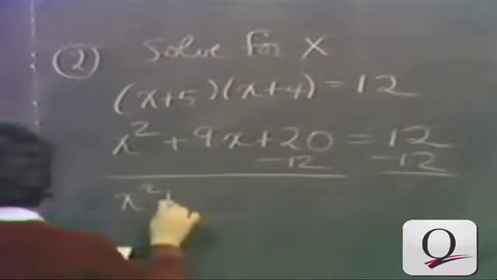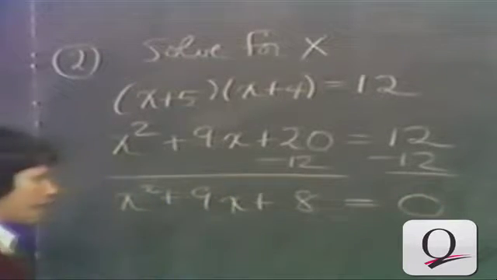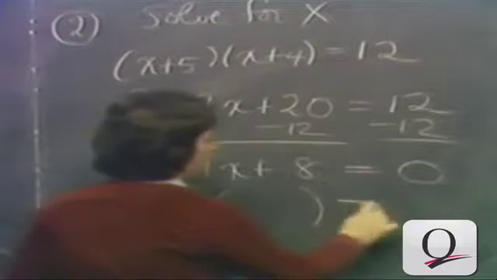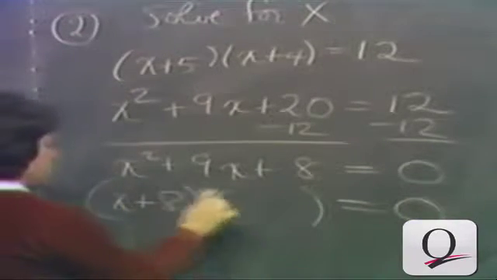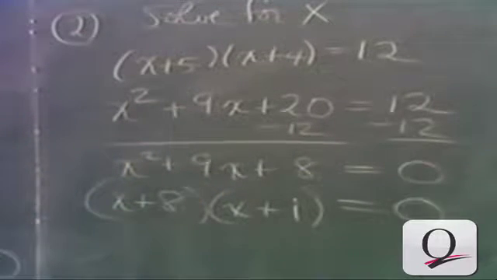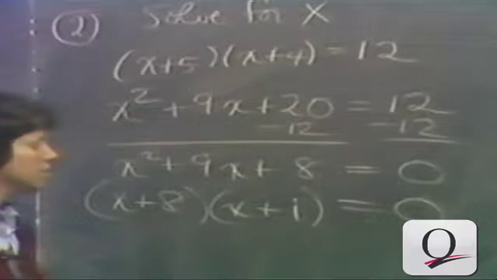x squared plus 9x plus 8 equals 0. And now that we have 0 on the right-hand side, we will try to factor the left. It factors very nicely into x plus 8 times x plus 1. Two numbers which multiply to 8 and add to 9. x squared plus 9x plus 8.